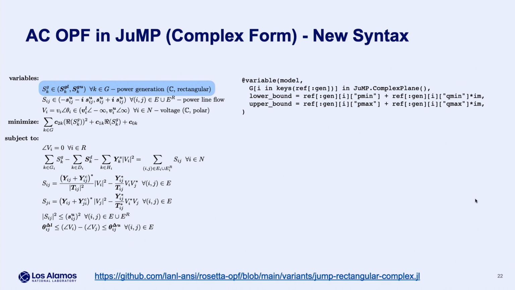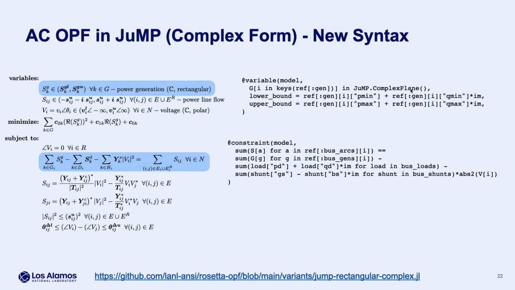So here, the generator now, instead of having 1 generation or 2 generation constraints, we have 1. I'm going to call it capital G, where the lower bound is now a complex number. So P min plus Q min imaginary, right? Times im is how you do the imaginary constant in Julia. So now I have my complex variable for generation.